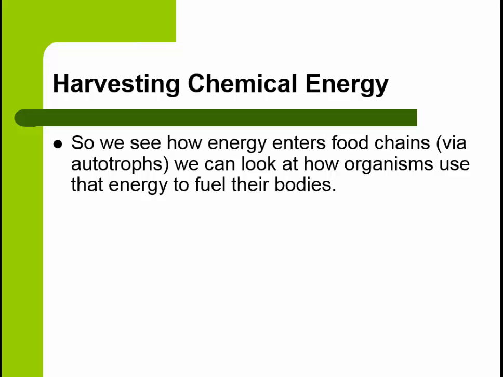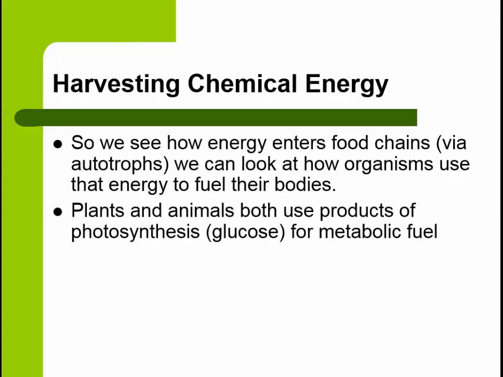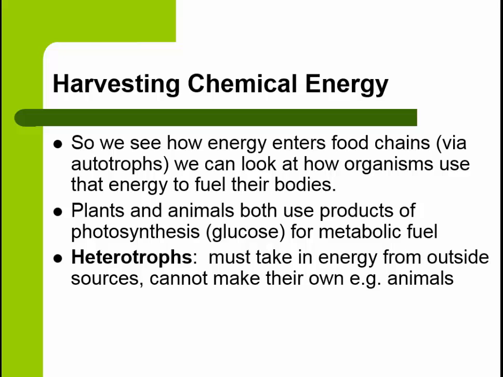So we see how energy enters the food chain via the autotrophs. We can now look at how organisms use that energy as fuel in their bodies. So plants and animals both use products from photosynthesis, so the glucose, for metabolic fuel. So heterotrophs must take in energy from outside sources because we cannot make our own.